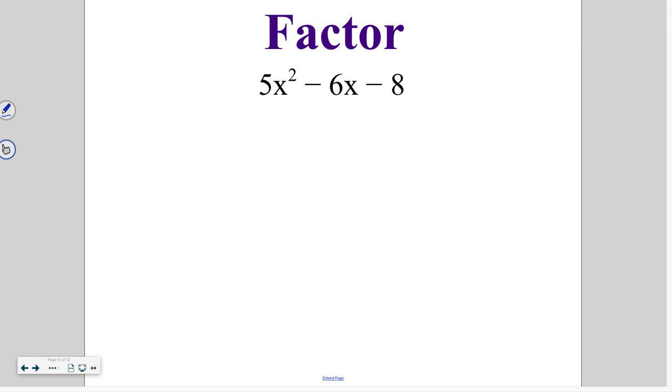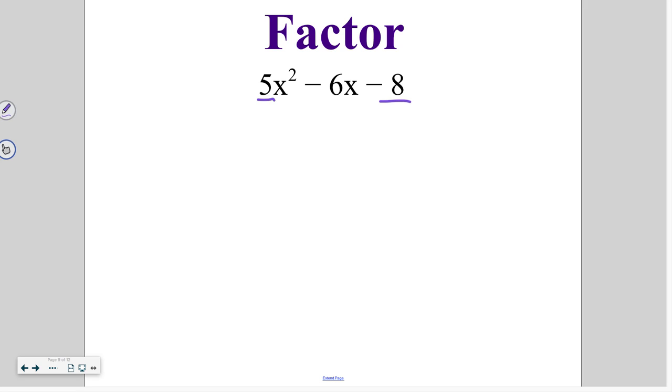Again, we're looking at a trinomial, checking to see if we can take square roots first. 5 cannot be square rooted, so it's not a perfect square trinomial. Checking for a GCF, 5, -6, and -8 cannot all be divided by the same thing. So this indicates to us that we need to use that box method because I have a leading coefficient of 5.